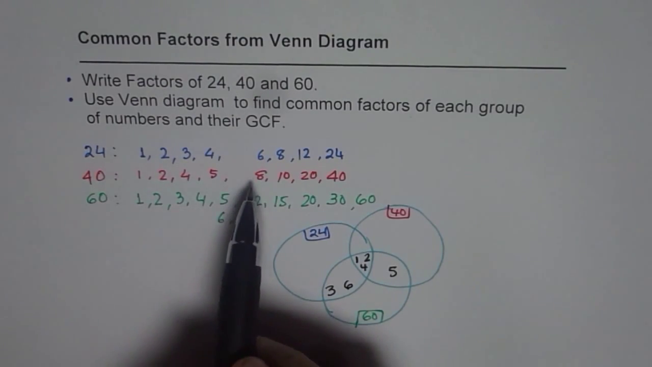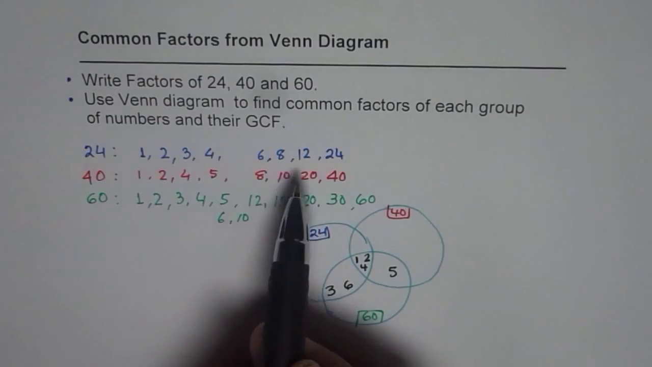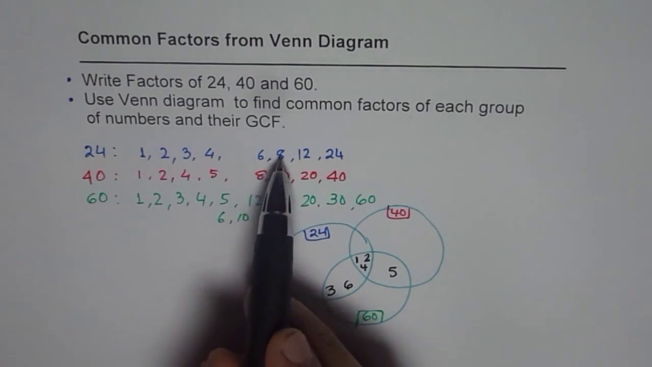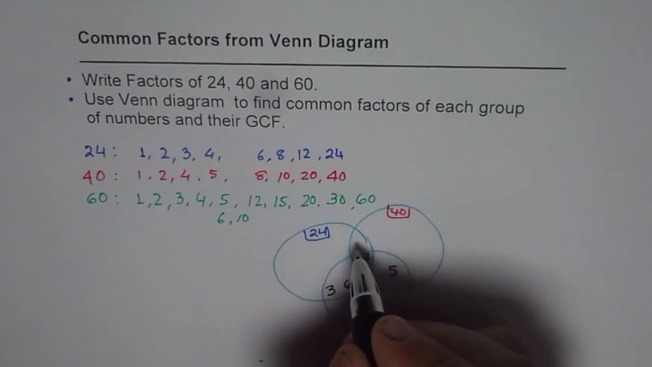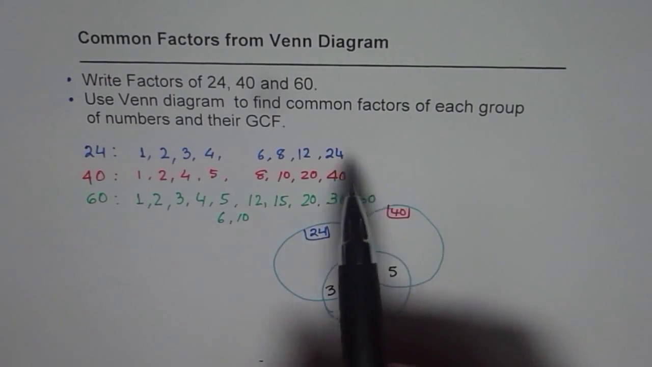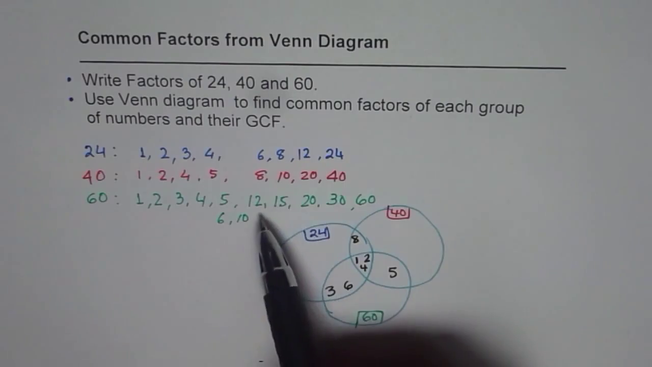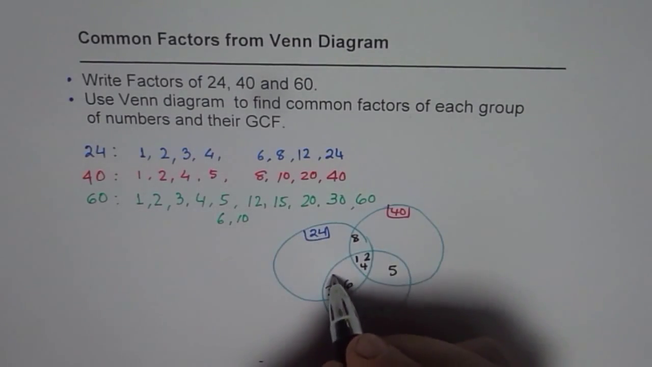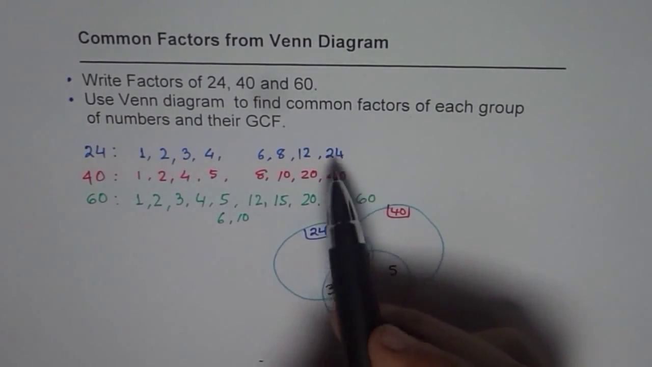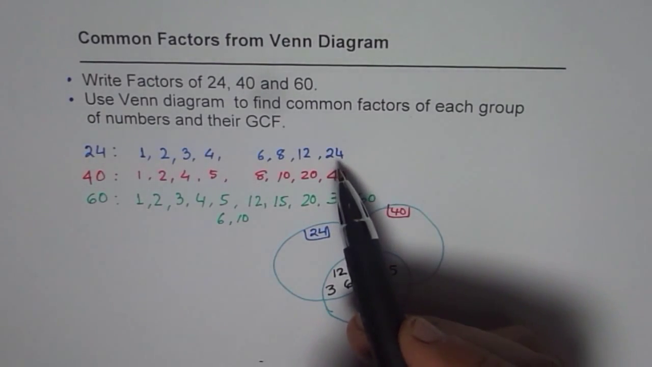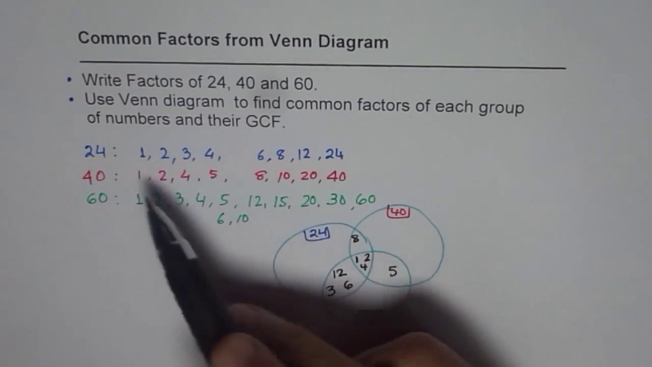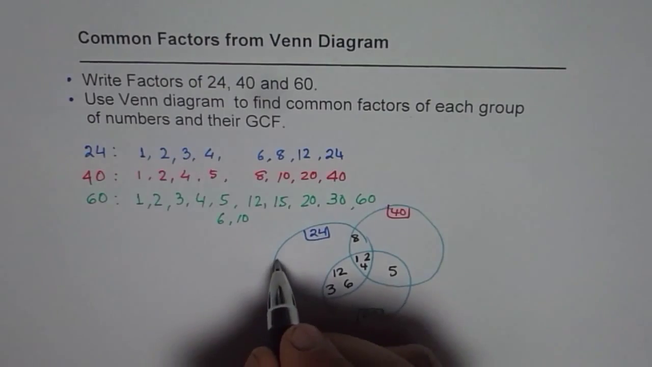And then we have 8. 8 is common to 24 and 40. 24 and 40 is 8. 12. 12 is common to 24 and 60. Okay, 24 and 60. 12. 24. Now 24 is common to only 24. It's not there in others. We'll write 24 here.